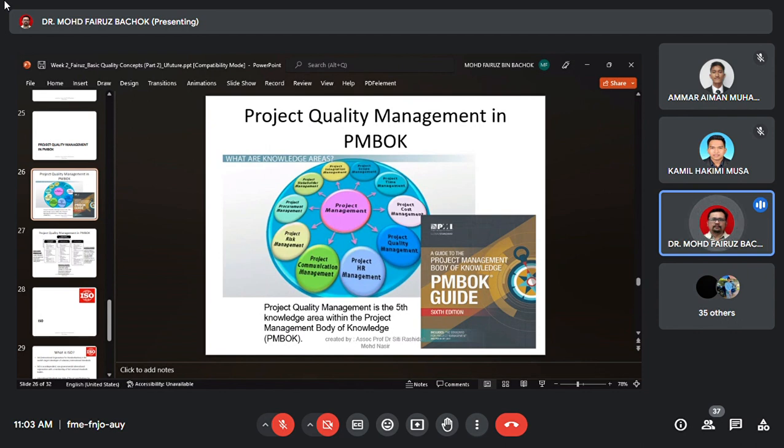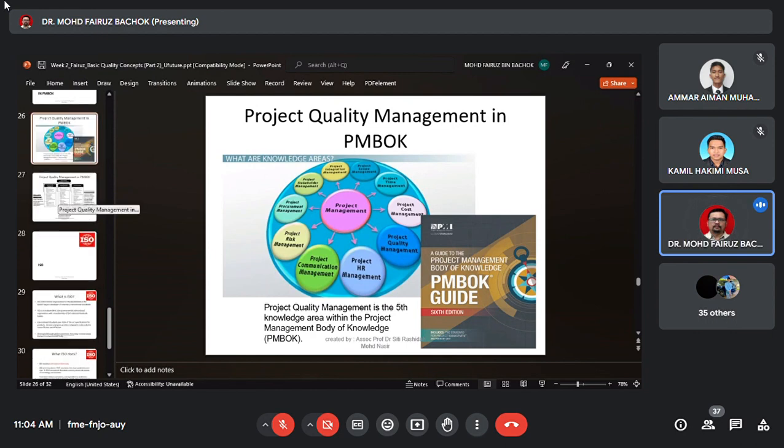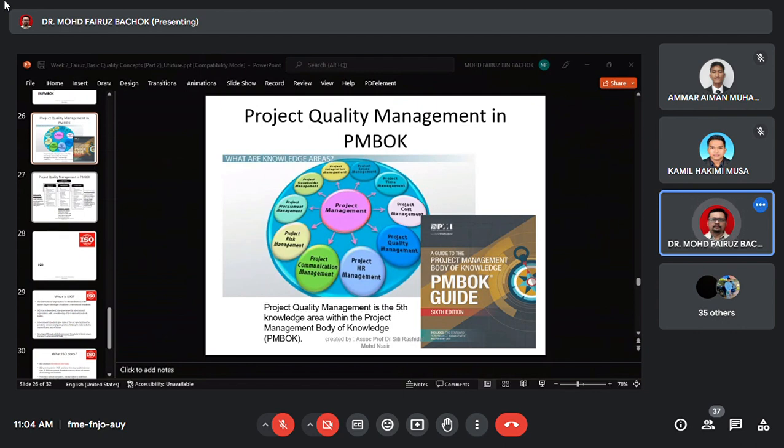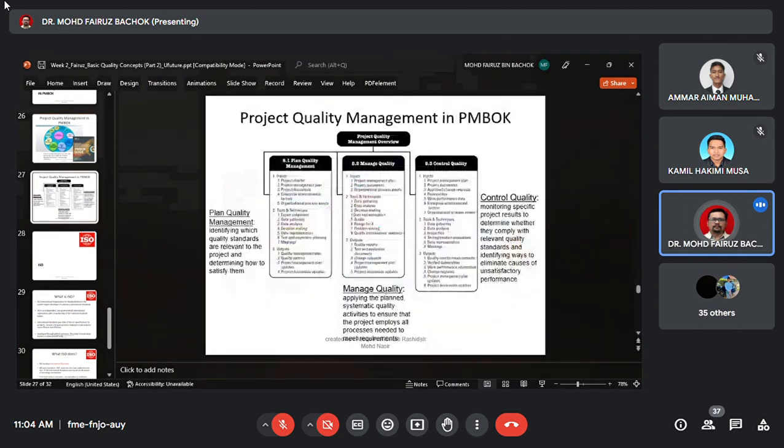But as engineers, we are more focused on project quality management, which is one of the project management bodies of knowledge. If you want to become a serious contractor, then you need to know all of this body of knowledge in project management, known as the PMBOK. So what is in this project quality management in the PMBOK?